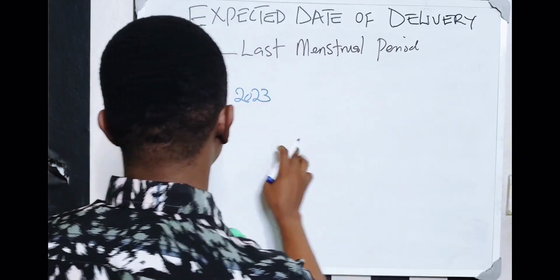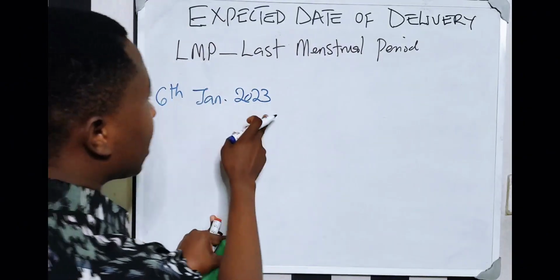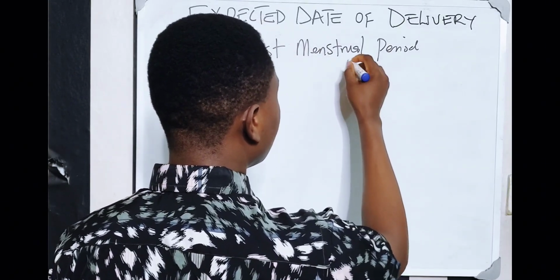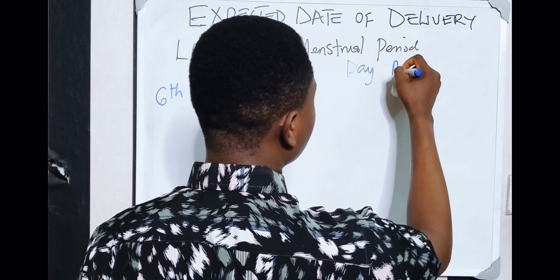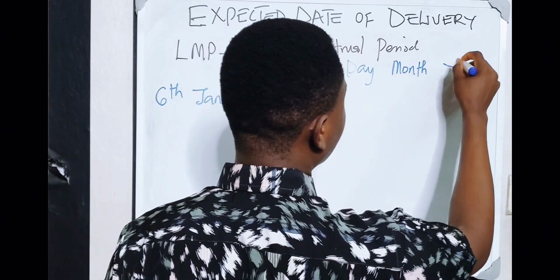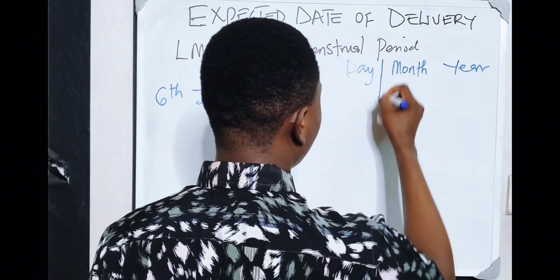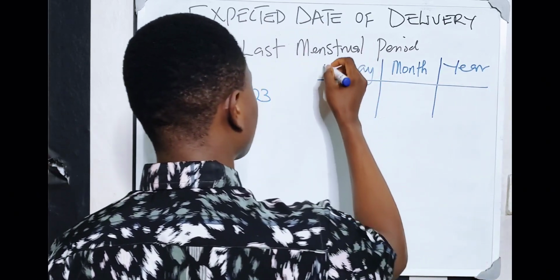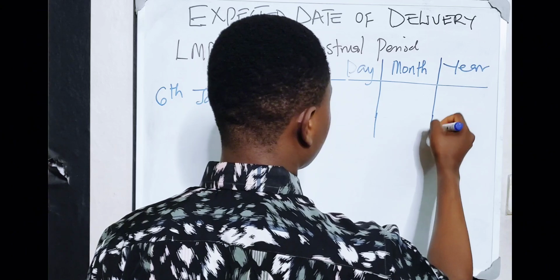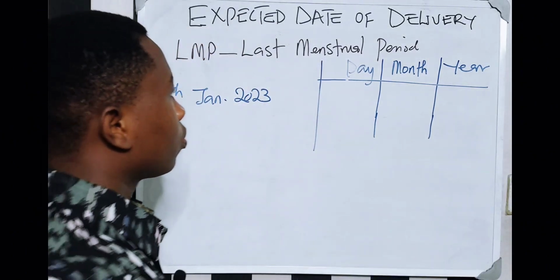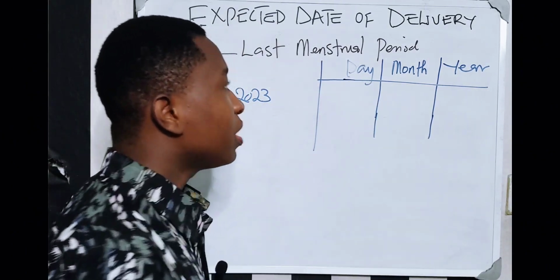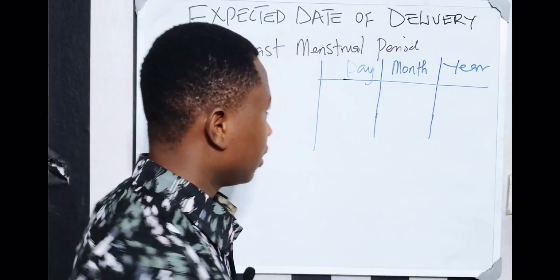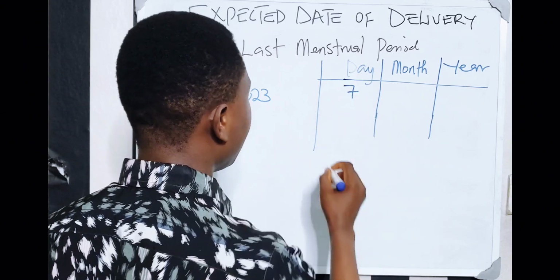Okay, so we are going to use the day, month, and year format. Okay, so you have day, month, and year. All right. Now, we know that in a week you have 7 days, right? So you're going to put 7 here.